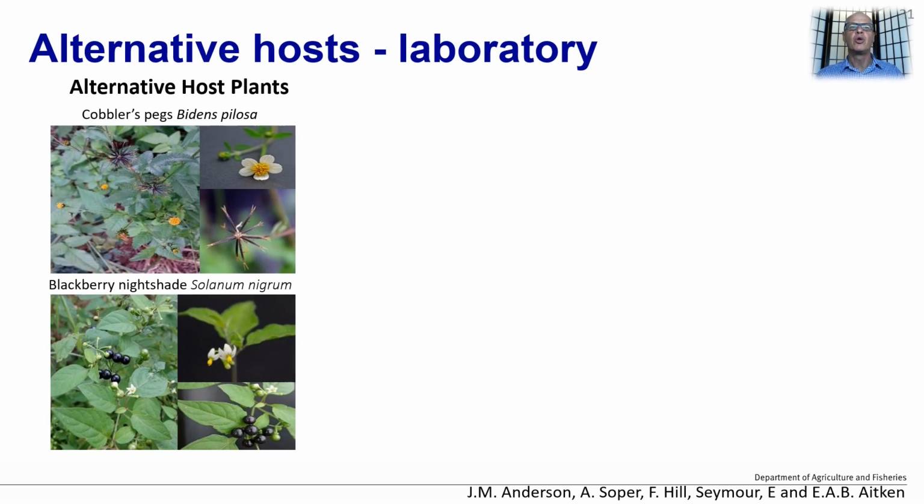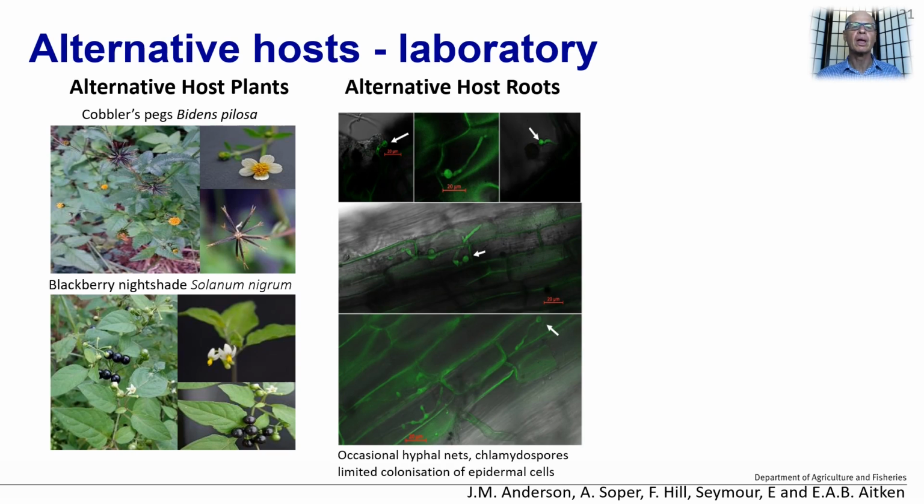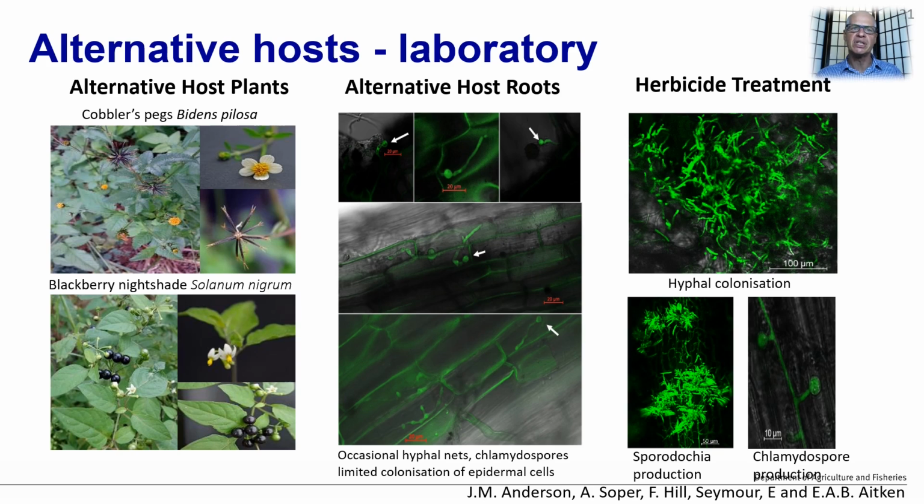Jay Anderson, who is part of Liz Aitken's team at the University of Queensland, additionally investigated colonisation of alternative hosts using a GFP-modified subtropical race 4. Jay found limited colonisation of the roots by the fungus, finding occasional hyphal nets, chlamydospores, and some colonisation of epidermal cells. However, when Jay treated the plants with herbicides, the GFP Fusarium was able to extensively colonise the dead weeds, with mass sporulation occurring.